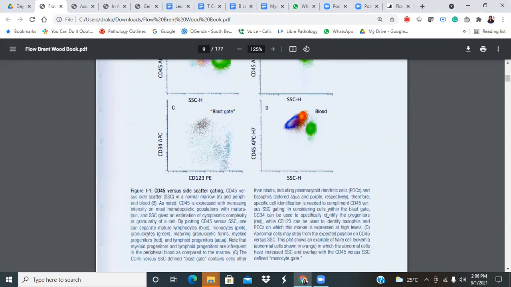Anyways, so in considering cells with blast gate, CD34 should be used to specifically identify the progenitors, while CD123 is used to identify basophils and PDC, on which this marker is expressed at high levels. Abnormal cells may stray from the expected position on CD45 versus side scatter. The plot shows an example of hairy cell leukemia. Abnormal cells are shown in orange. These are the abnormal cells, which have increased side scatter and overlap with the CD45 versus side scatter defined monocyte gate. So these hairy cells will be more in the monocyte gate in CD45 versus side scatter.